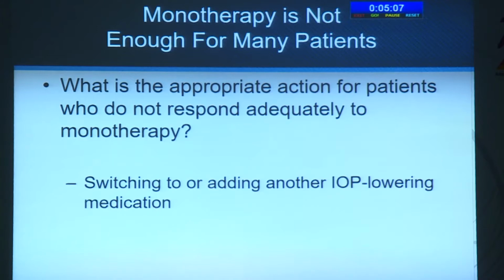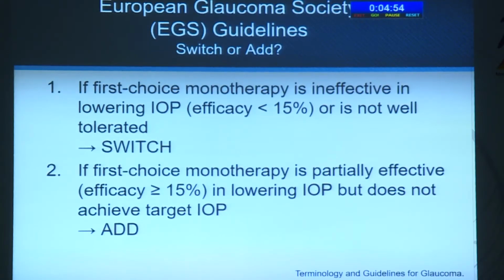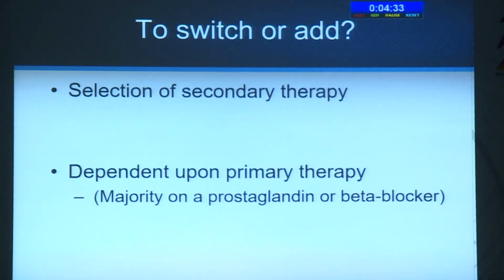So what should be the appropriate action for patients who did not respond adequately to monotherapy? Should we switch to another molecule or add another IOP lowering medication? According to the EGS guideline, if the first choice monotherapy is ineffective, lowering intraocular pressure less than 15% from baseline, or is not well tolerated, you have to switch. If the first choice monotherapy is partially effective, with efficacy of more than 15% in lowering IOP, but does not achieve the target pressure, you add one more medication.